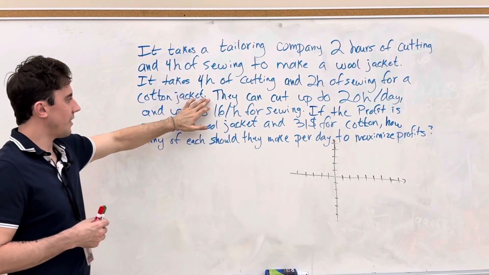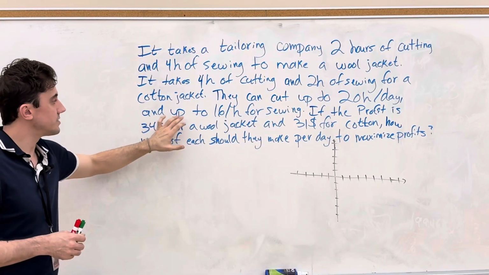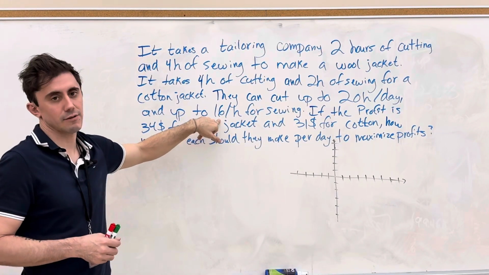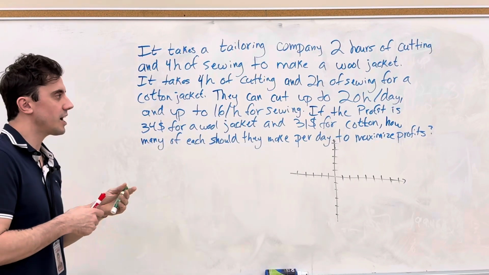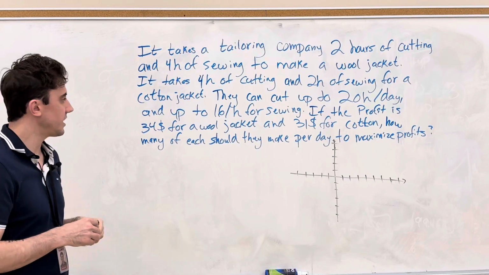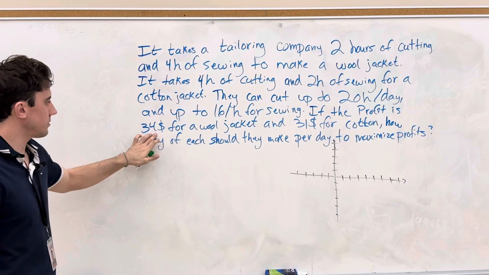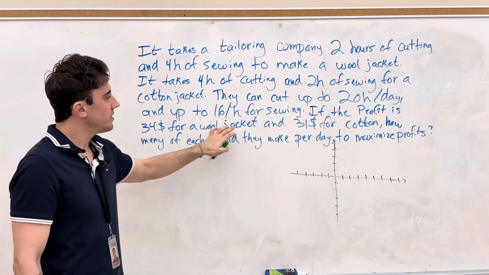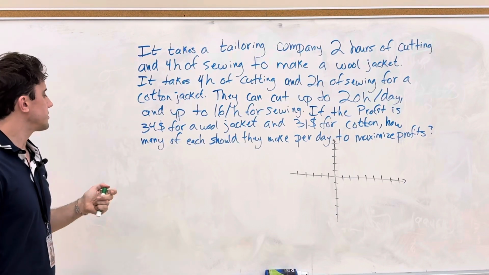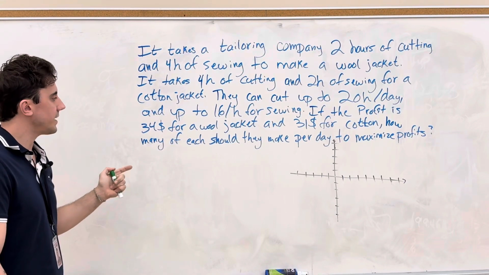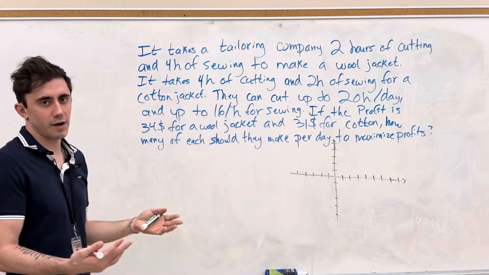Altogether, the company can cut up to 20 hours a day in total, and they can sew for up to 16 hours a day. These are going to impose restrictions on how many of each type of jacket we can reasonably produce in a day. Next, we're told that the profit is $34 for every wool jacket sold and $31 for each cotton jacket. We are tasked with figuring out how many of each this tailoring company should produce per day to maximize their profits.